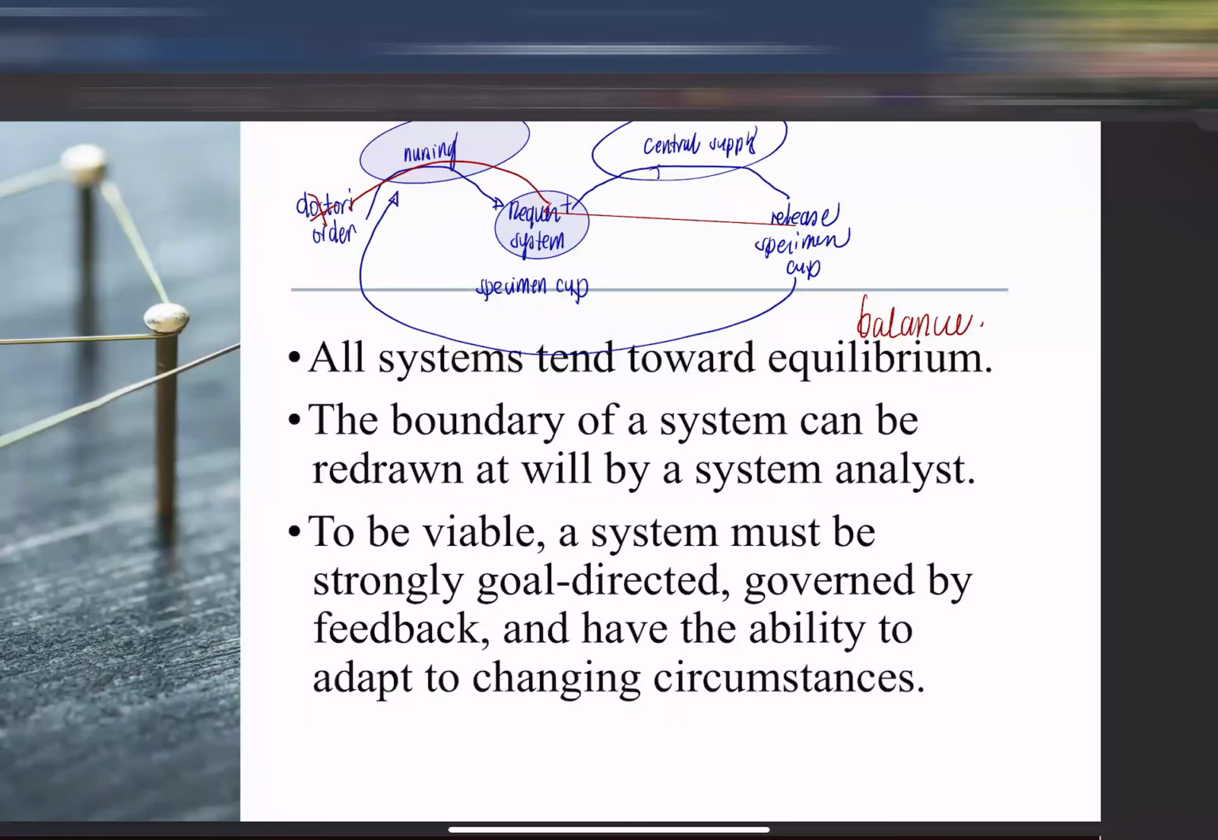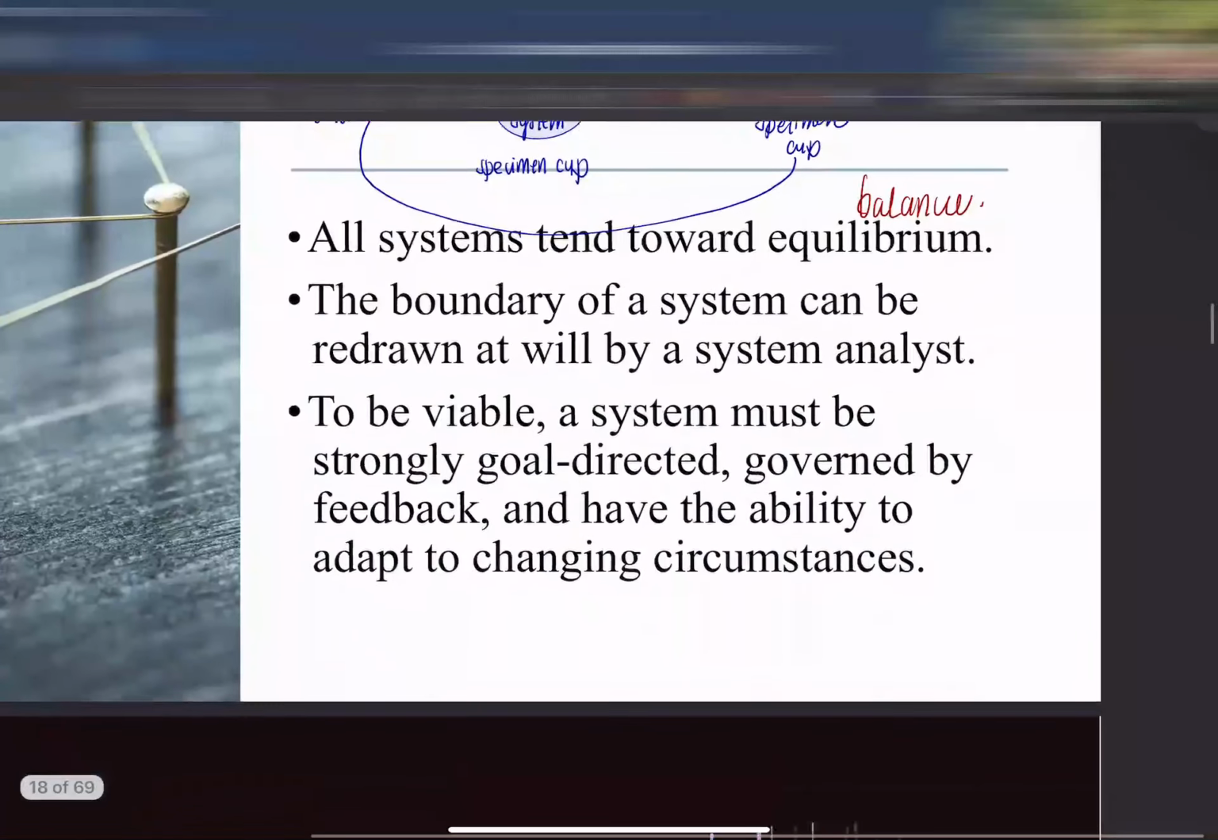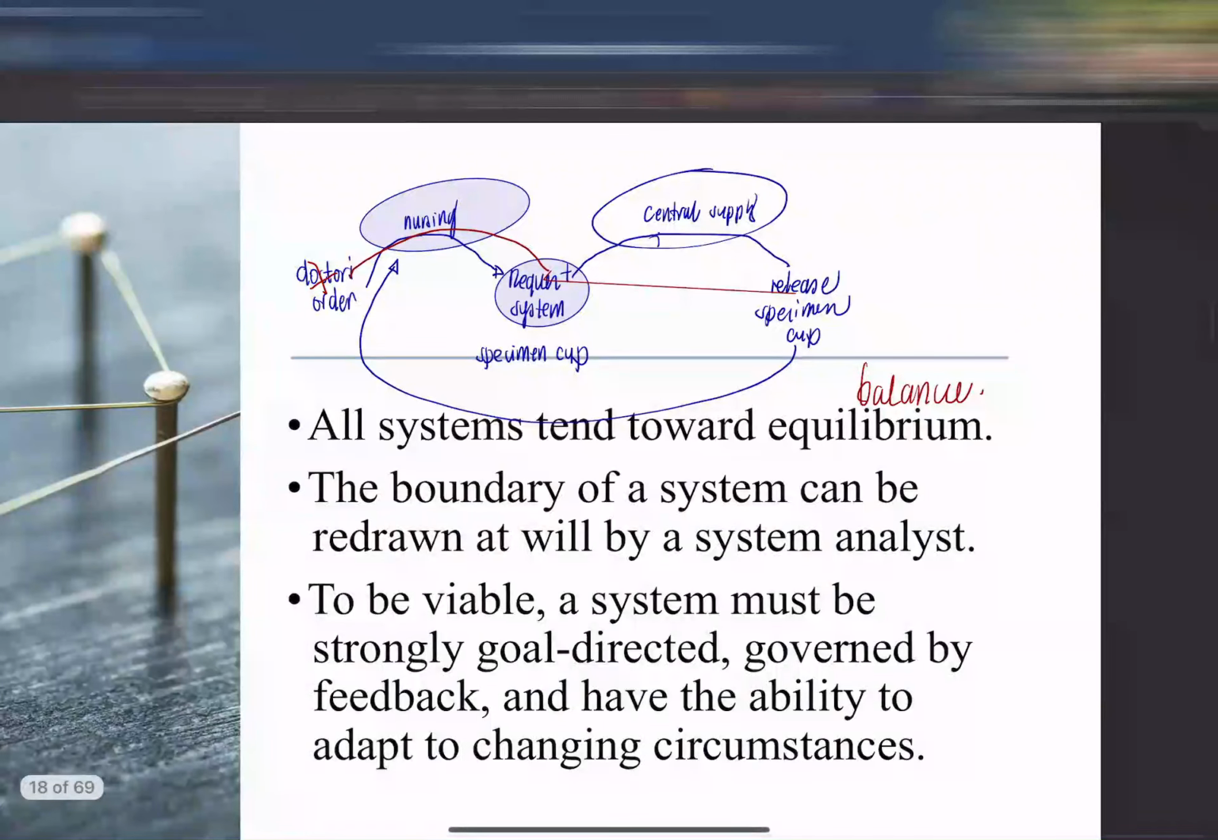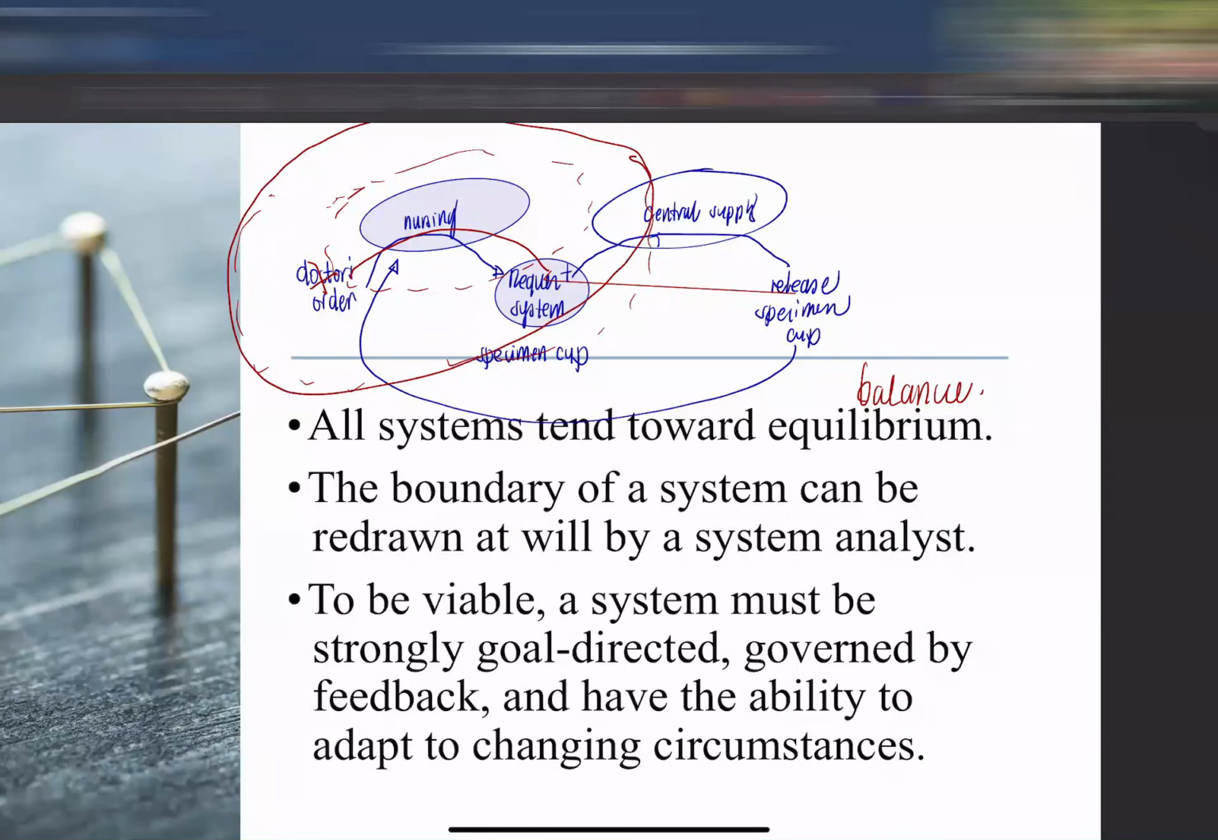Then class, the boundary of a system can be redrawn at will by a system analyst. Okay, this is in your informatics. So for example, class, in the nursing subsystems, halimbawa dati-rati, sa system namin, we are not yet able to access some information. But class, the system analyst will be able to say, sige nurses, instead na ganito lang yung data na ma-access ninyo, dagdagan natin. We can increase the data that you have. Okay, class, you refer to those people as your system analyst.